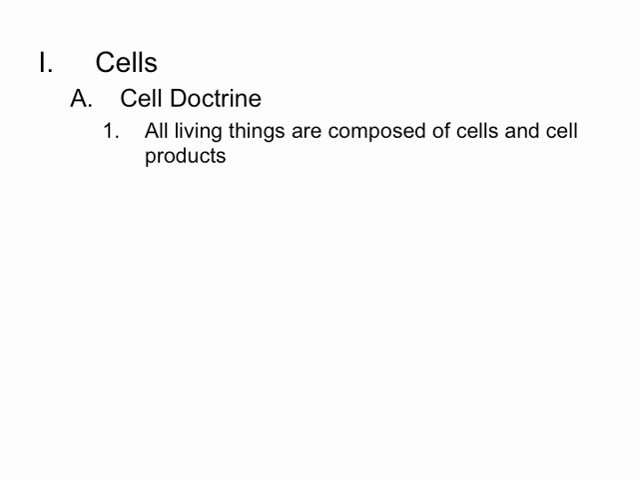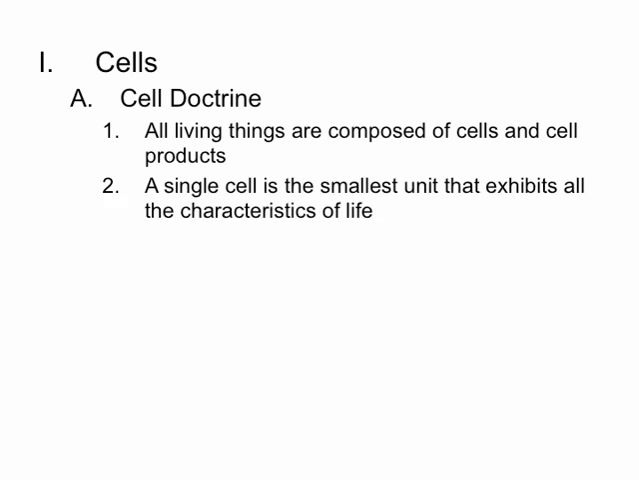We're going to begin looking at the cell in general. There's something called the cell doctrine. The cell doctrine states that all living things are composed of cells and cell products. So even if you are a single-celled organism, you would of course be considered to be alive. A single cell is the smallest unit that exhibits all the characteristics of life. So like I had mentioned, a single cell would in fact be considered to be alive.